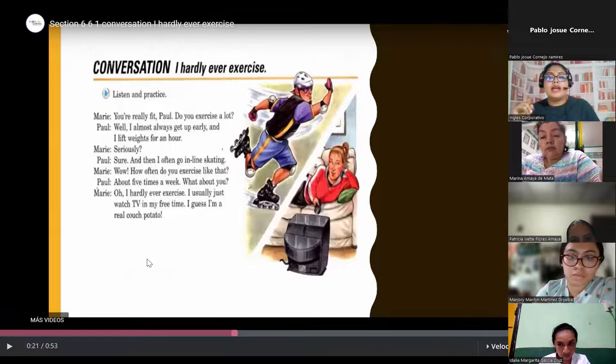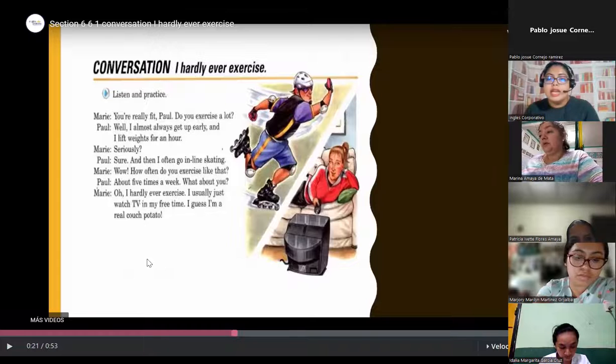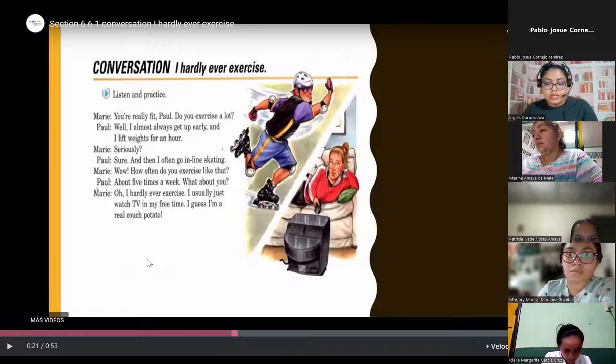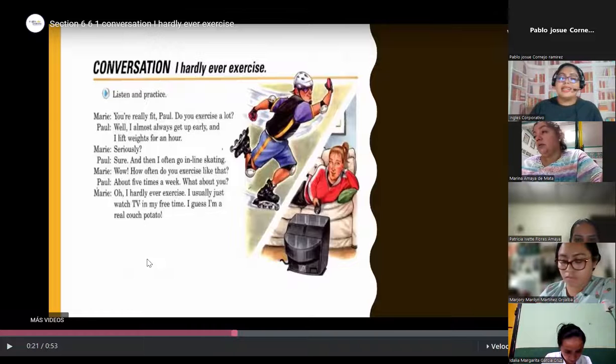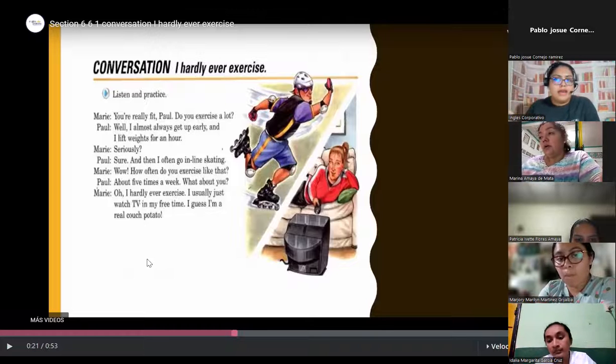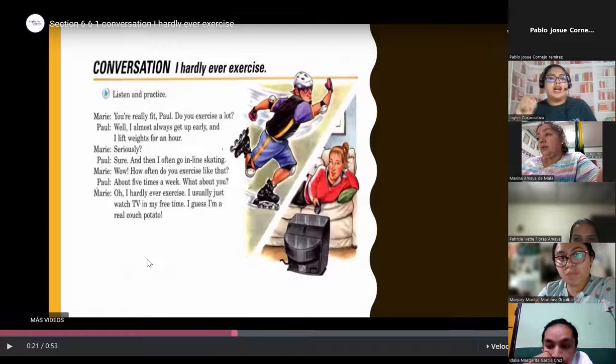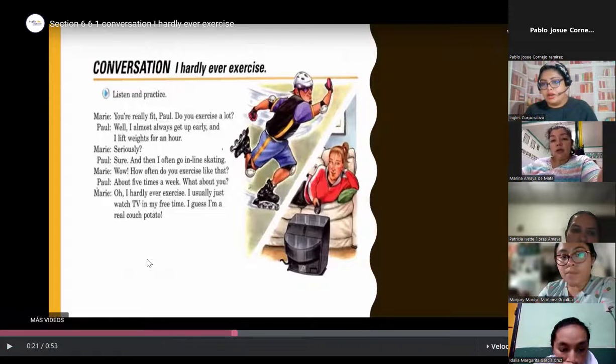What about you? Oh, I hardly ever exercise. This one is a negative connotation phrase. We can say negative connotation because in this case, you are not doing this activity a lot. Because she said, I hardly ever. We can say that is almost never. It is something very rare to do this kind of activities. So that is a very negative thing. So in this case, I hardly ever exercise. I usually just watch TV in my free time. I guess I am a real couch potato.